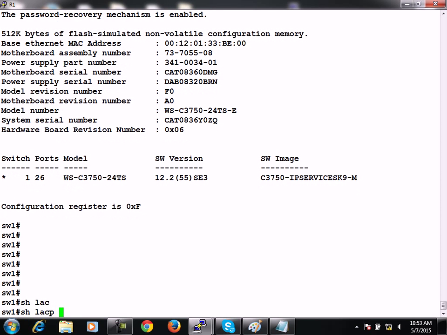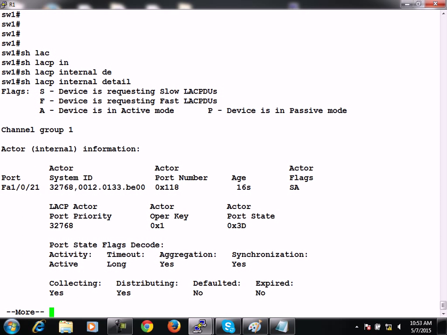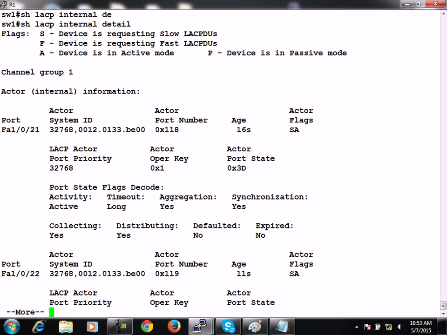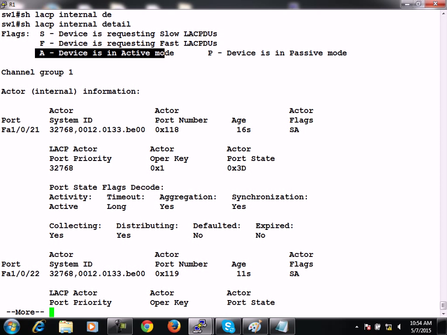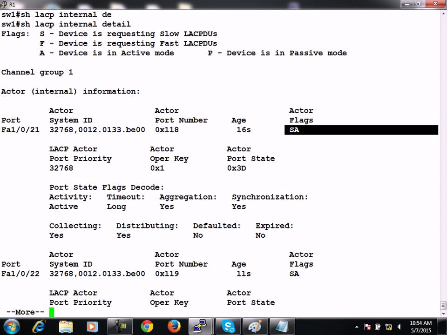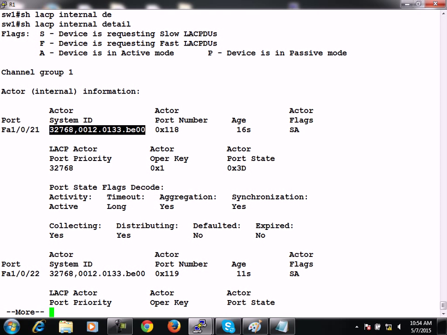Another command is show LACP internal detail. It will show you its own information. See, A4 here, active. If you talk about the flags here, S means the device is requesting slow LACPDUs. It is not a BPDU actually, it is an LACPDU. So you can see here that this is the system ID, right? This is our own system ID.